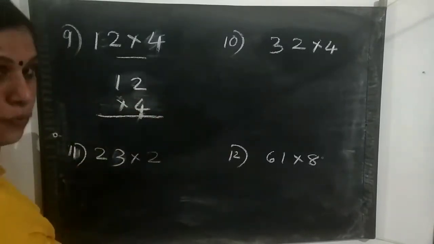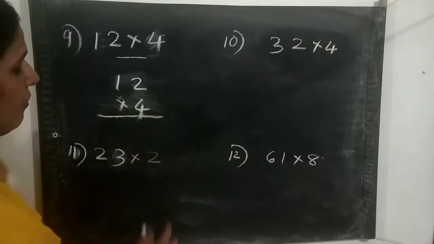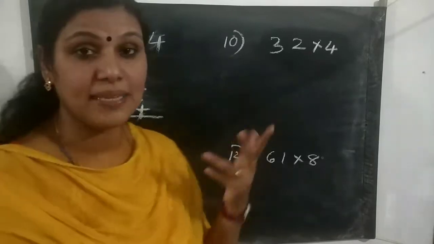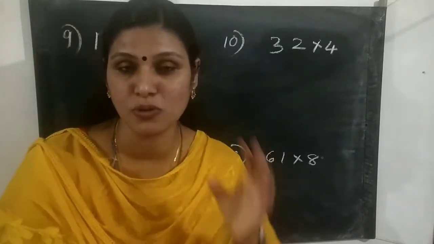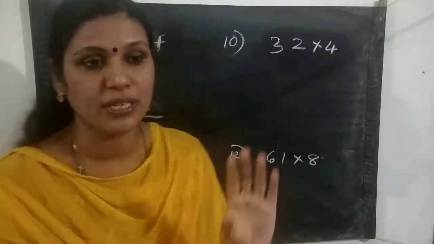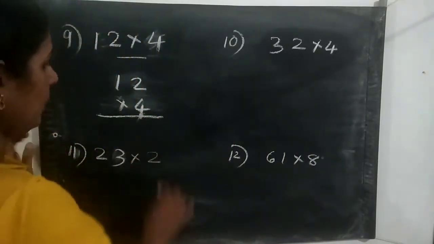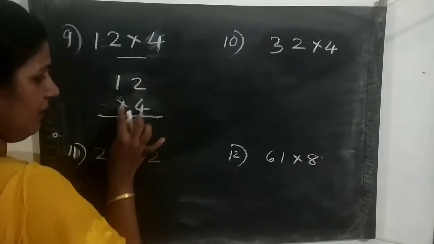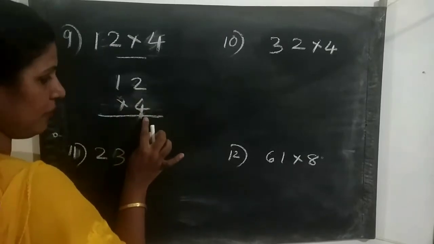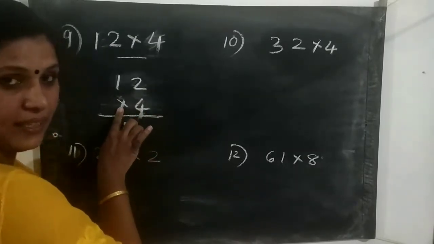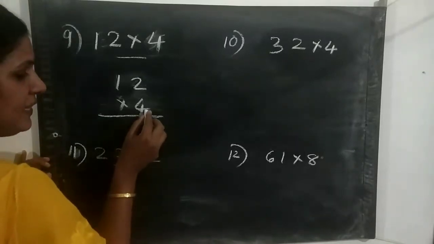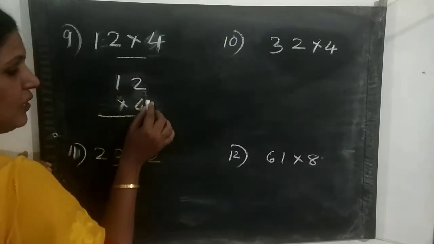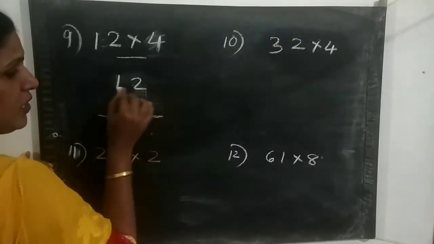Okay, 12 into 4. See children, first we have to write this number like when we add and subtract, like how we write the numbers in addition and subtraction. So 12 into 4. Now that is 12, with 4 on the down side of the unit place. Then put the into sign here. Then we multiply this 4 to the top two numbers.